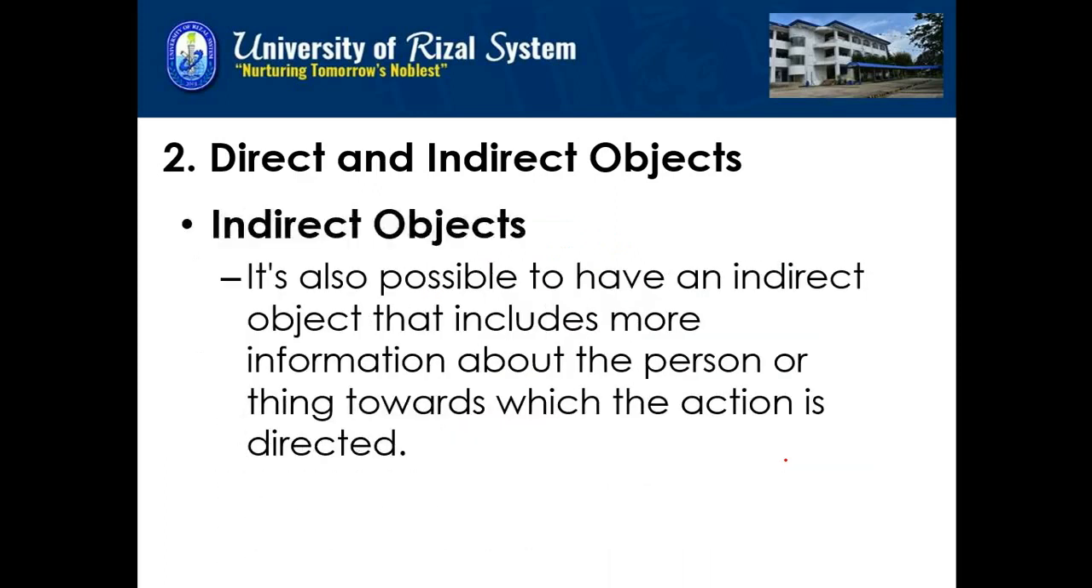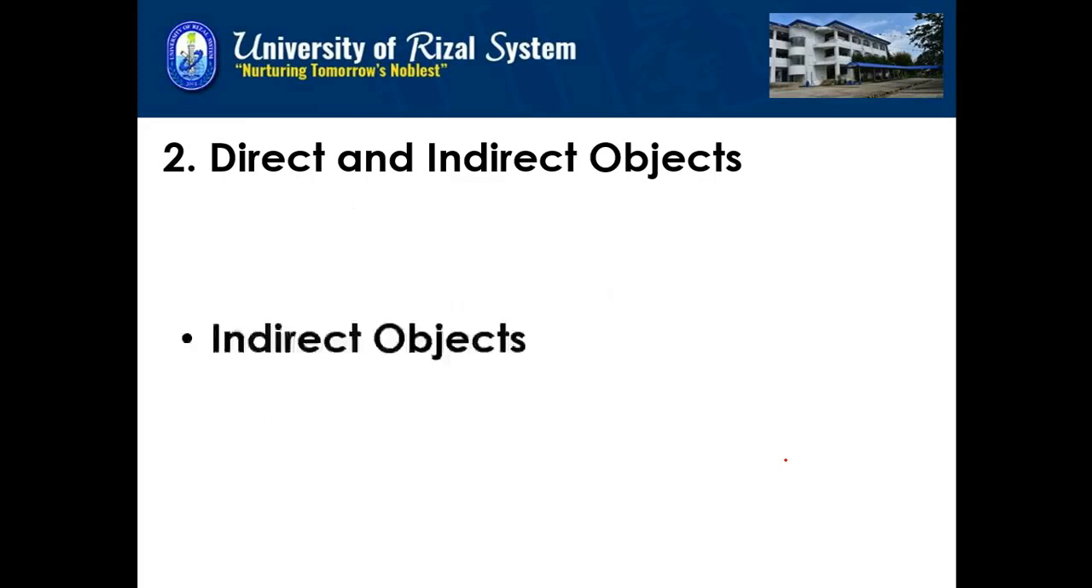Okay, let's skip that part. Let's now proceed on the indirect object. So it is possible in a sense that there is an indirect object which includes more information about the person or thing towards which the action is directed. Although they are also receiver of the action, in the sentence, para siyang invisible doon na tumatanggap ng kilos, but it is not directly receiving the action.